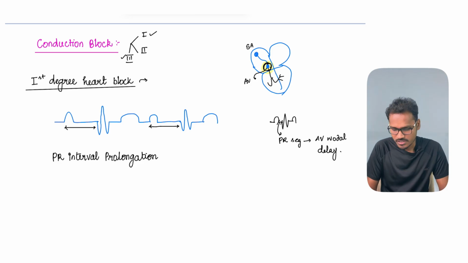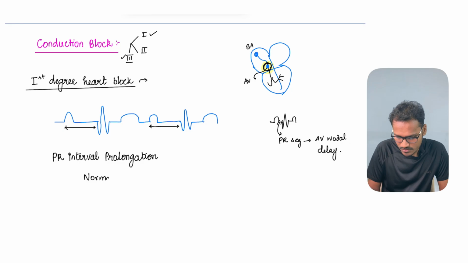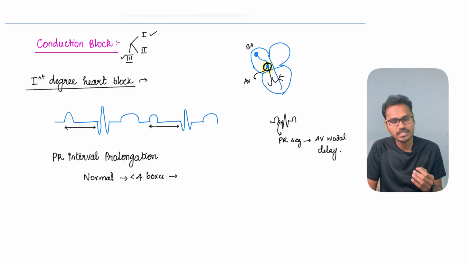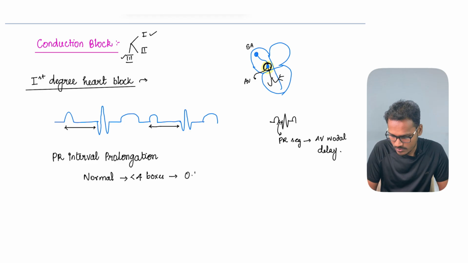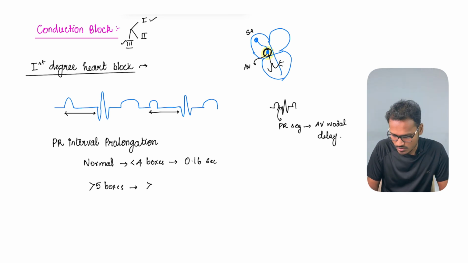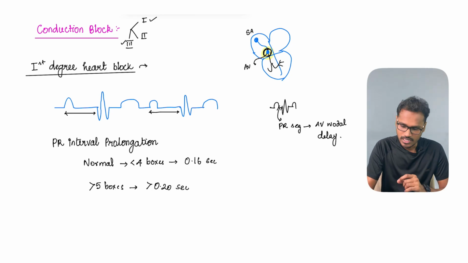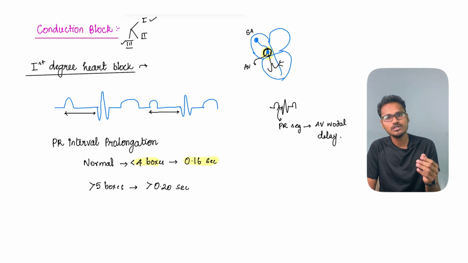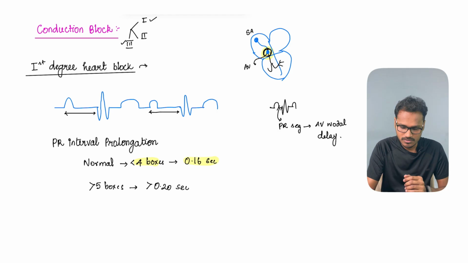So what is the normal duration? I have already told you in the previous video. The normal duration is 4 boxes. Up to 4 boxes can be considered normal, which is nothing but 0.16 seconds. Whenever the PR interval goes beyond 5 boxes, that is, beyond 0.20 seconds, we can call it first degree heart block. How I am calculating 4 boxes, 0.16 and so on, I have already dealt with in the basic videos. Kindly do watch that and come back to this video.